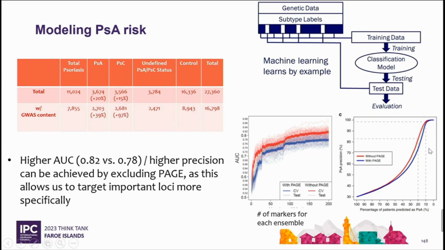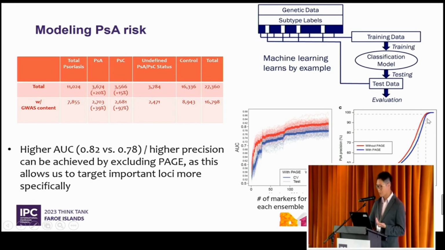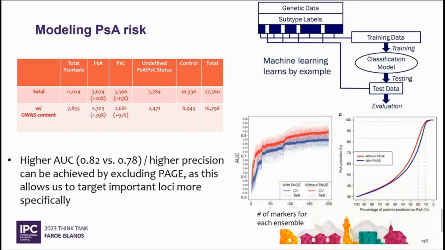So we looked into the precision-recall curve. When we look at the top X%, for example the top 10% of the patients that we predict to have psoriatic arthritis, we have over 90% accuracy. Still, this is only a really small proportion of individuals, but we are only using genetic data. As previous talks discussed, when we integrate more and more information, we hope it could improve this prediction.